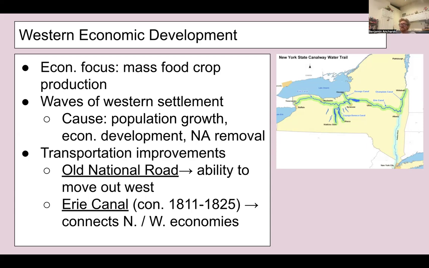And actually, the Erie Canal is going to have the major effect of interconnecting the West and the North of the United States. It's going to lead to an increased need for Western farm goods. And these Western communities are going to buy all their manufactured stuff from the northern areas of the country.